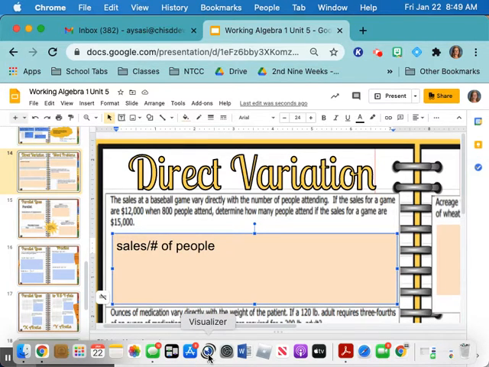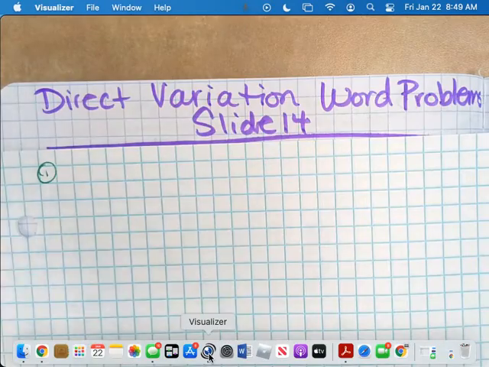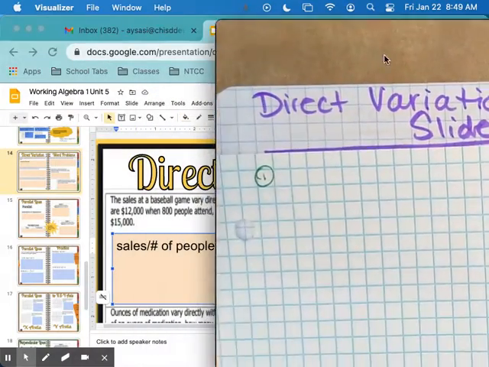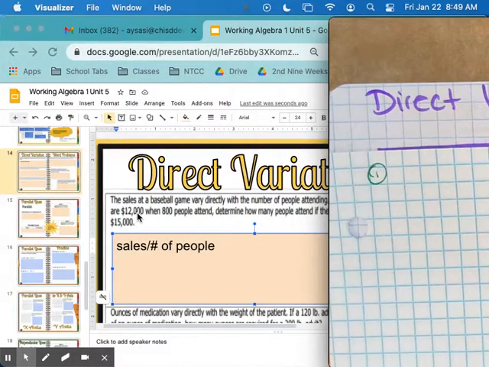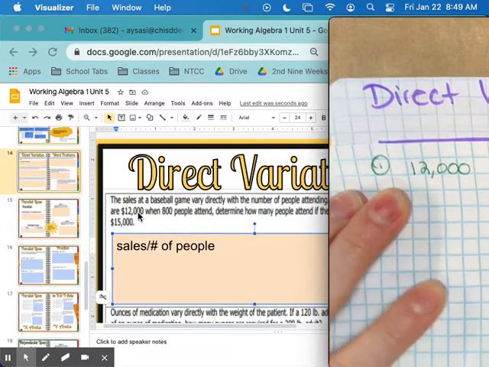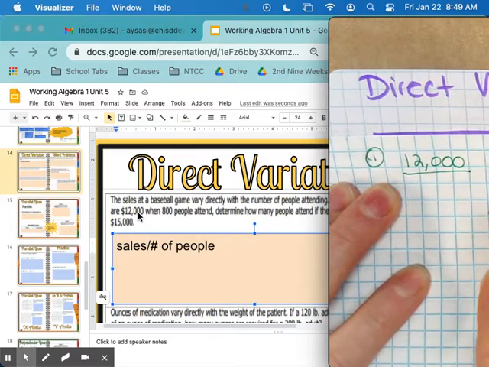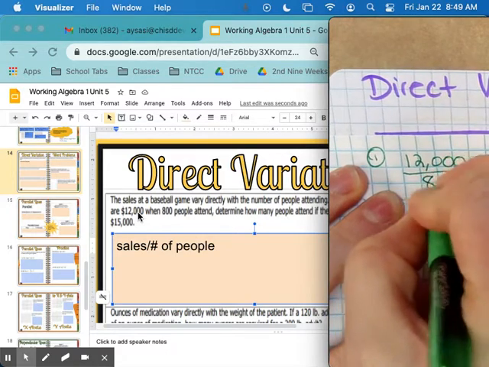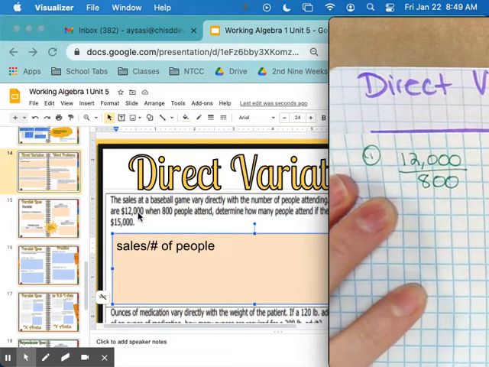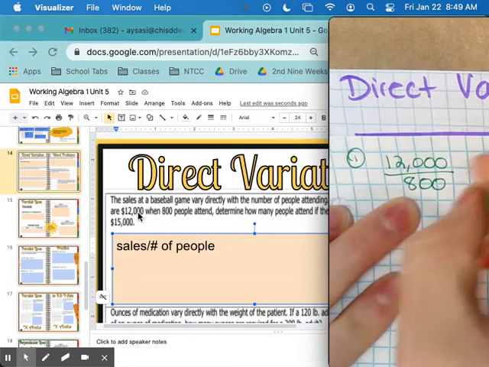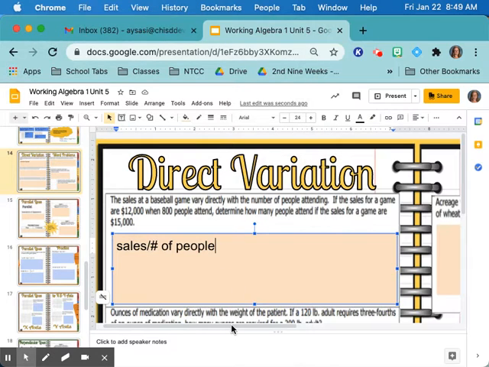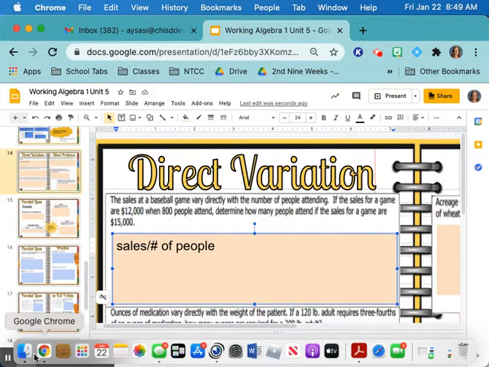So let's put this on our composition book. Okay, so sales over number of people. So what was the first situation or the first sales? 12,000. So we're going to do 12,000 is our sales over number of people, 800. We could find our K value just by dividing that, but we're going to find the unknown. So equals, it says determine how many people if the sales for a game are 15,000.